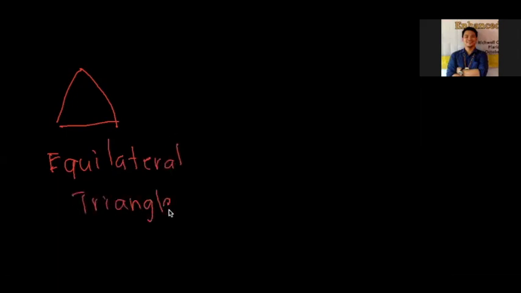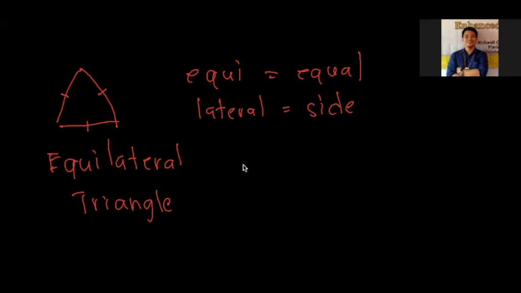A triangle whose sides are all equal is called an equilateral triangle. Okay. And we use this symbol, this line here, the tick, to indicate that those sides are equal. So with the term equilateral, the word equi means equal, and the word lateral means sides. So therefore, equilateral triangle means equal sides.